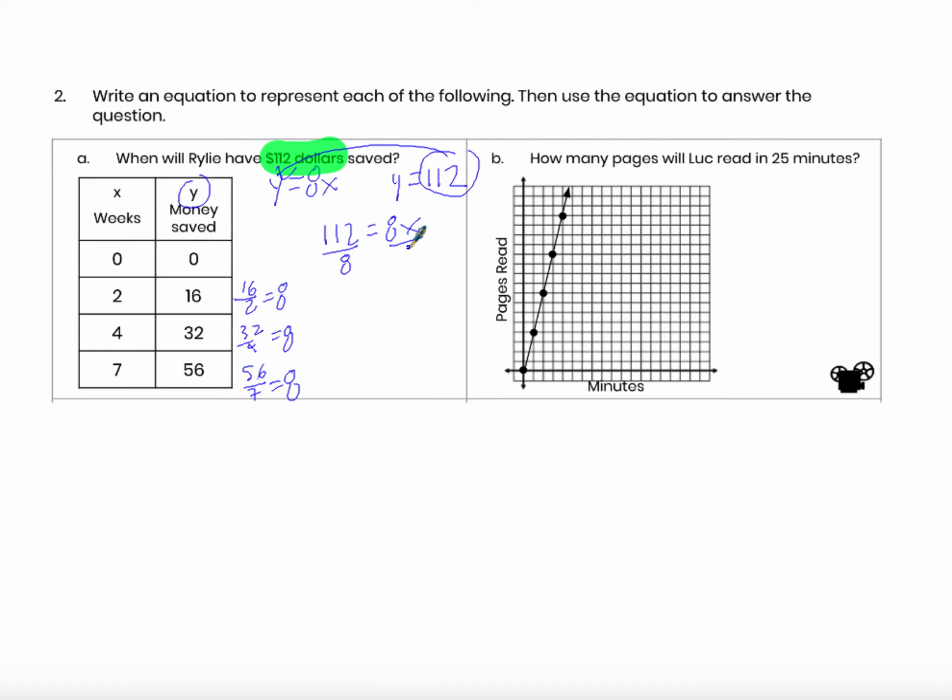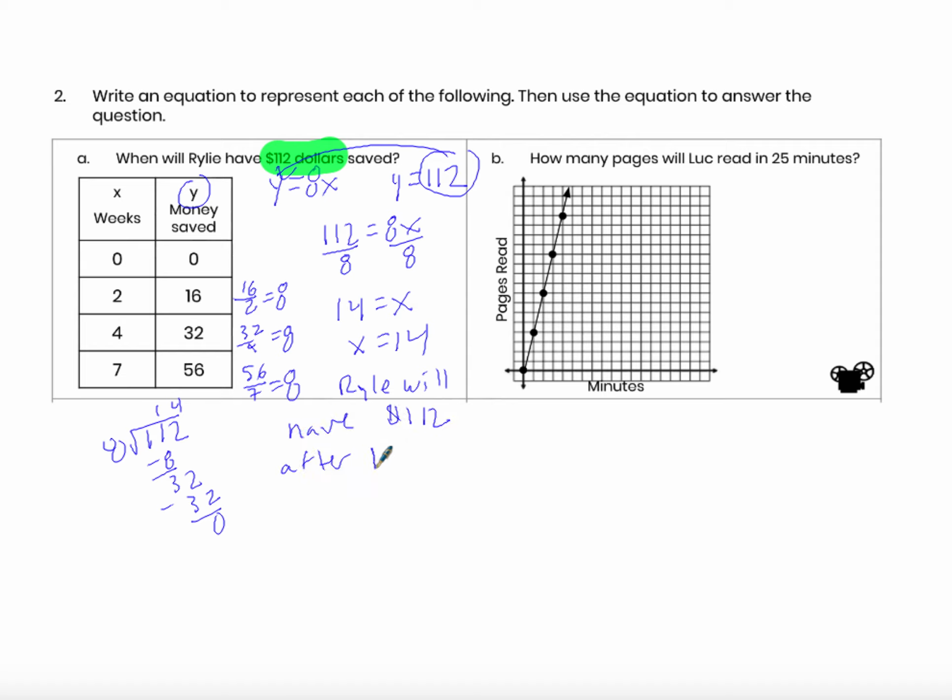Luckily I know how to divide, but you could use a calculator. That's a-okay at this point. So that tells me that x equals 14. The answer to my question is, and you don't have room for it, I can write it: Riley will have $112 after 14 weeks. And look, that makes sense because after 7 weeks, she had $56. So after double that amount of time, 14 weeks, she will have $112.